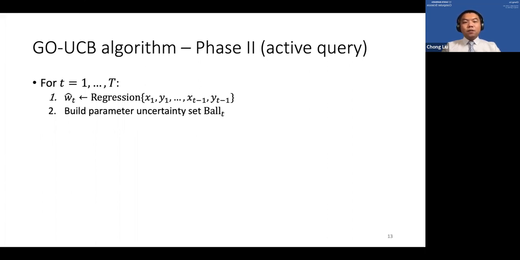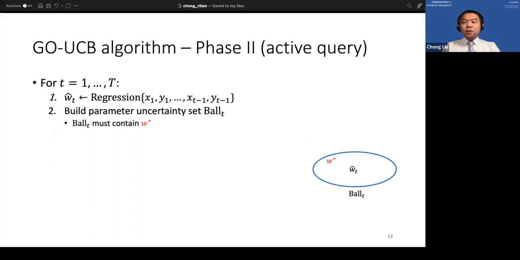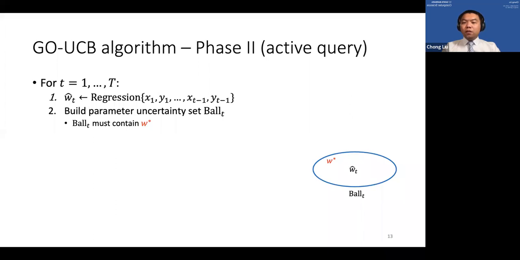And then the key step, that is step two, I'd like to build the parameter uncertainty set. I call it ball T. And the ball T is centered at WT hat. What is the WT hat? WT hat is the output of the first step, right? It is my newly estimated parameter. And this is the center of the ball T.